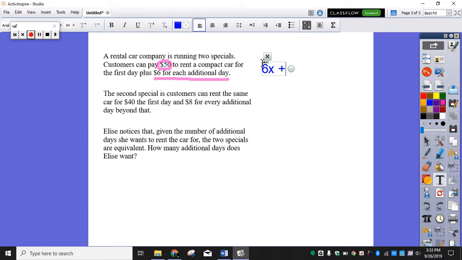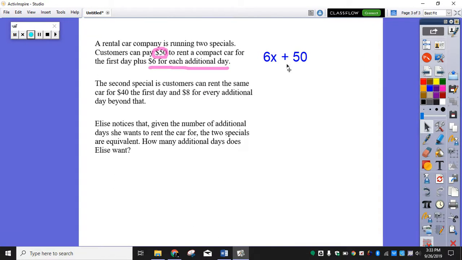And then we can't forget that starting amount of $50. It's there no matter how many days. So I add 50 to fully represent this cost, $50 plus $6 each day.